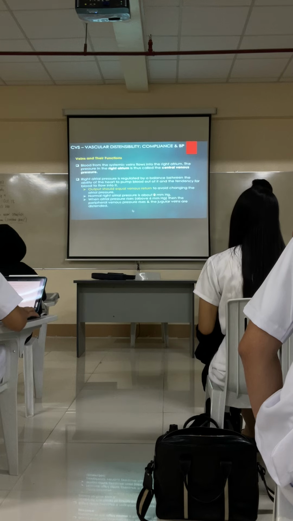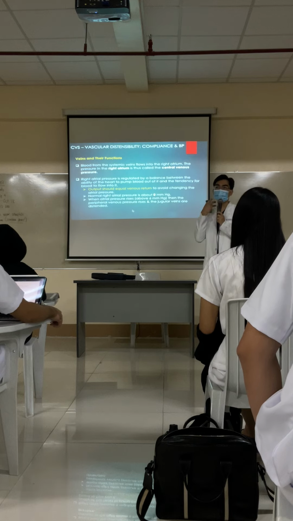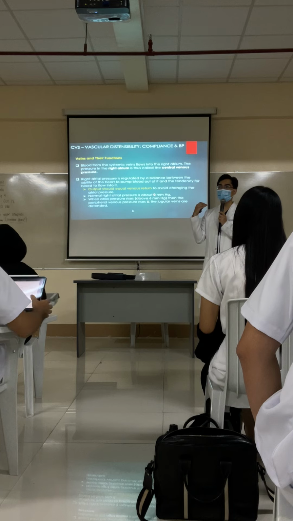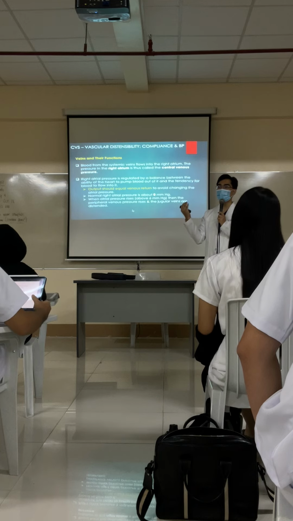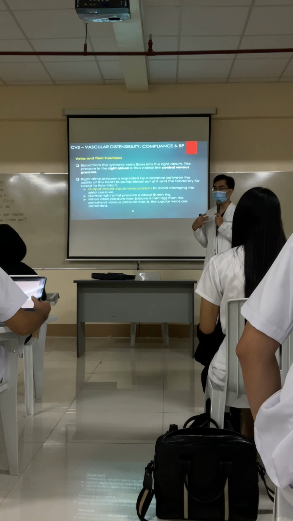When the RA pressure is above 5, the peripheral venous pressure rises, the jugular veins are distended, because mataas ang RA pressure, kailangan ni jugular vein tumaas din ng pressure. Kaso lang yung pagtaas niya hindi naman sobrang taas. So makaka-flow siya to the right atrium. Kaso lang hindi lahat ma-deliver niya to the right atrium. So some of the blood volume is contained in the jugular vein. That's why the jugular vein is distended.